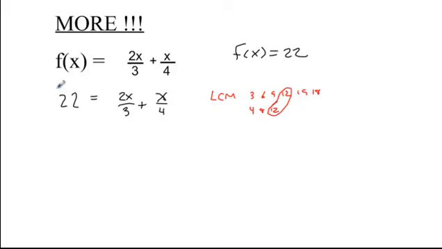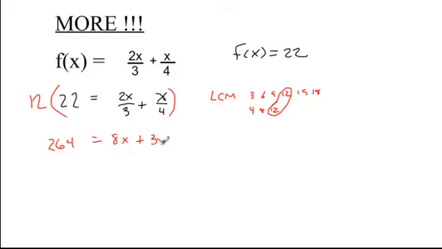So we are going to multiply 12 through the entire equation. So we multiply 12 times 22, and we get 264. We multiply 12 times 2x over 3. Remember, do the division first to make it smaller. 12 divided by 3 is 4. 4 times 2x is 8x. And then finally, 12 divided by 4 is 3. 3 times x is 3x.